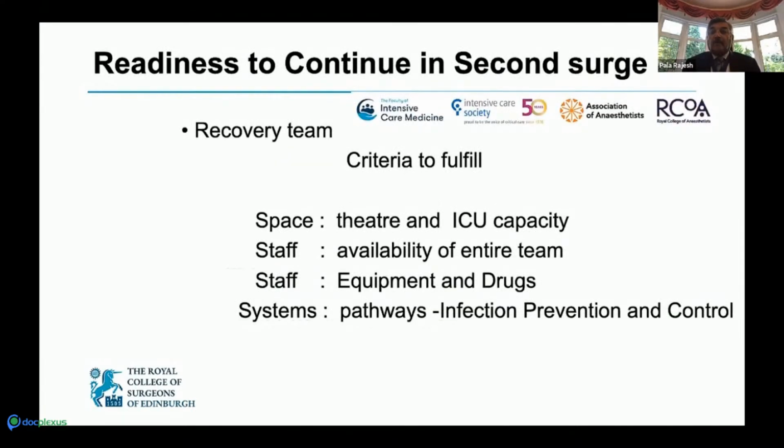So now we felt that we had things under control, and now we're beginning to see the second surge. And in this second surge, we've got to look at the recovery team. We have some criteria to fulfill. Do we have the space, the theater and ICU capacity? We've got the impending winter. We normally have a winter problem in the United Kingdom. So with the flu, do we have the availability of the entire team, the equipment and drugs? And we need to quickly have some more pathways and prevent infection.